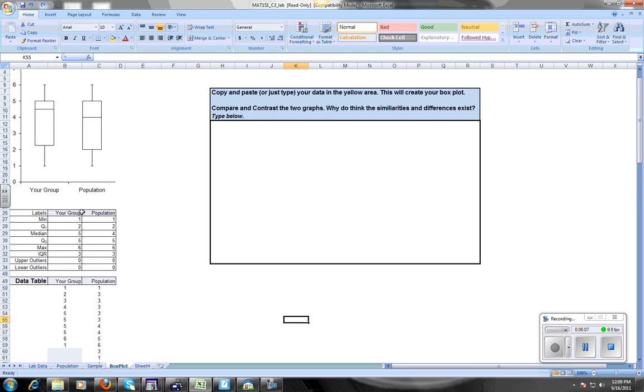Now all you have to do, because you're probably not going to have any outliers either, is compare these two. What makes it the same? What makes it different? Why do you think that is? You have a lot of different things that could happen in there. Not really looking for right or wrong, just something that makes sense or doesn't make sense. And that is how you can go ahead and use Excel to finish this project.